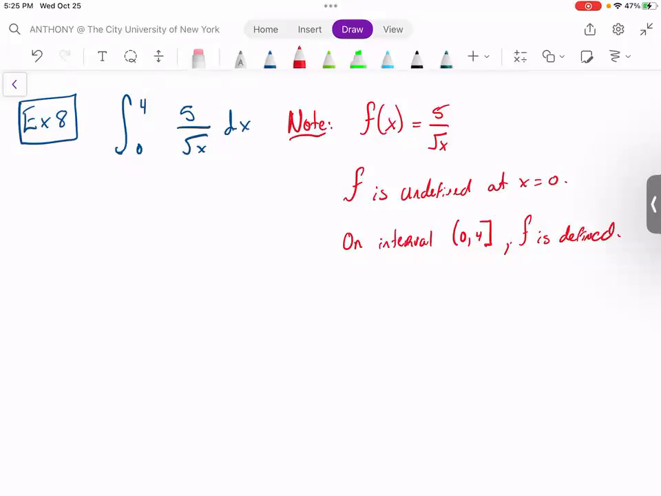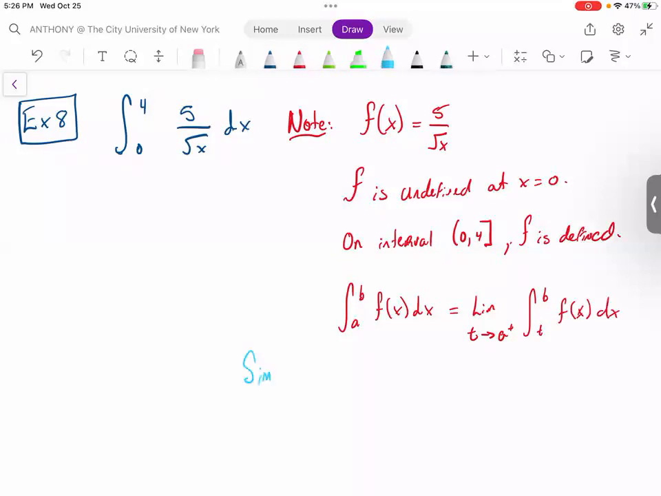All right, so there's a little rule that we can use. We can say that if you have an integral from a to b of f of x dx, and let's just say that the function was undefined at a, then this is equal to a limit. We use a dummy letter, call it t. We say the limit as t approaches a from the right of the integral from t to b of f of x dx.